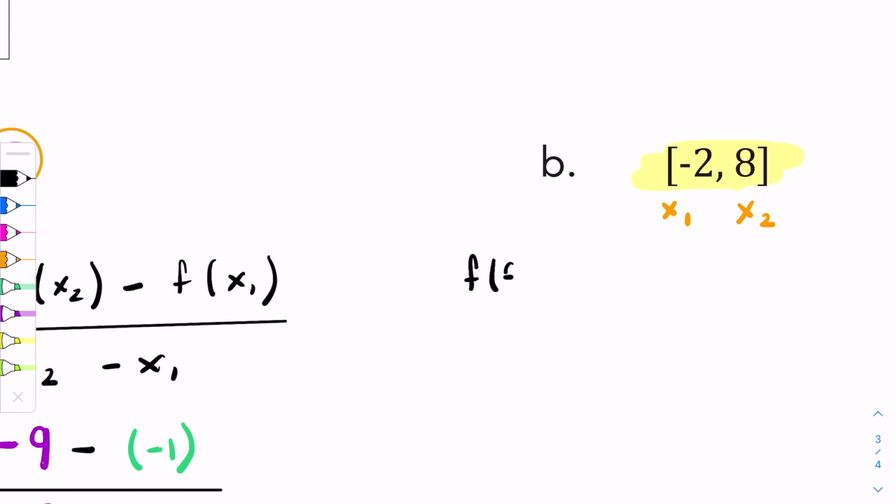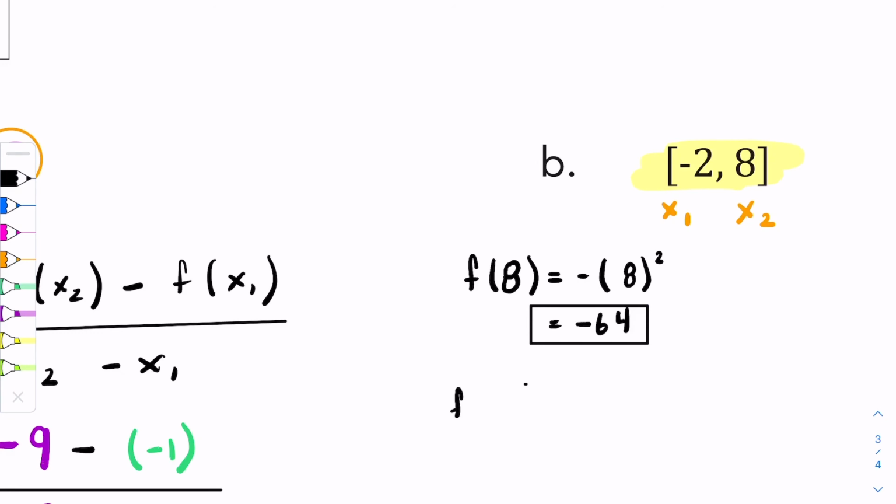Let's evaluate the function at 8. That's going to be -8 squared, which is equal to -64, sorry, -64. And f evaluated at -2 is equal to -2 squared. -2 squared is +4, but we still have this negative sign. So this is equal to -4.